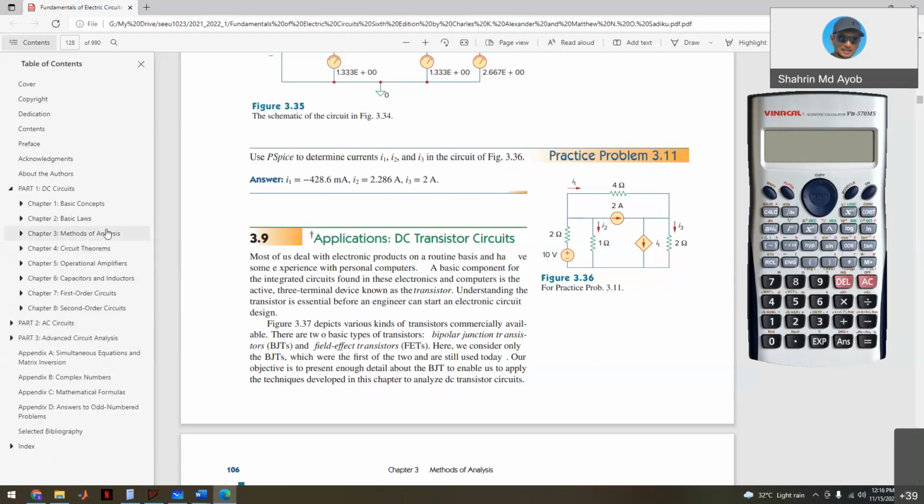Actually, the methods of analysis and the basic laws are the same ones we can apply for the AC circuit. But as I mentioned earlier, the AC circuit involves complex numbers, so the calculation will be very, very complicated. Okay, so I think that's all.